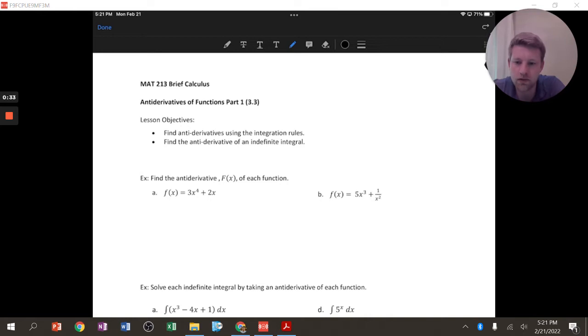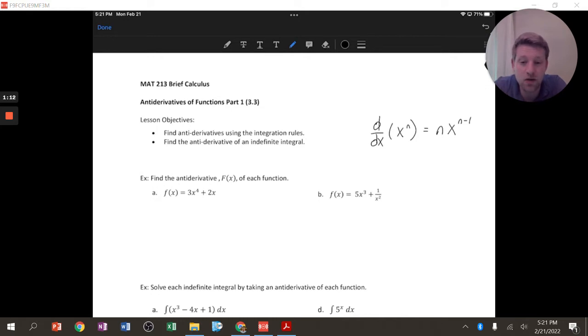So let's consider the first couple examples here that take a look at finding the antiderivative. We call that capital F of x of each of the functions. So if I wanted to take an antiderivative, I first want to remember some of the derivative rules that I've learned in the past. If I have just the derivative of, say, a power term, x to the n, notice that we would just bring down the power as n and raise my variable to the n minus 1. That was our derivative rule for just power terms.